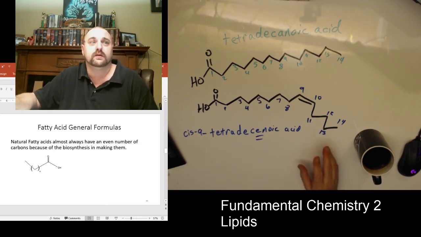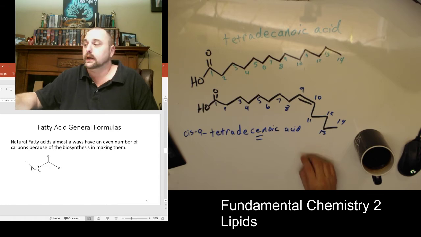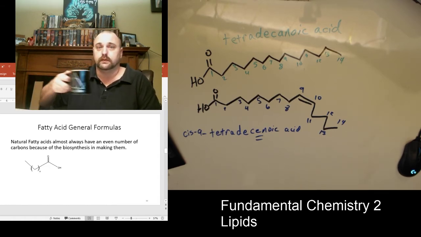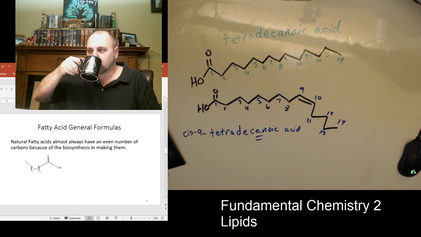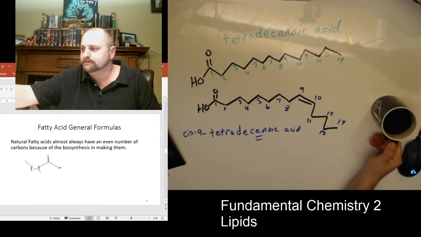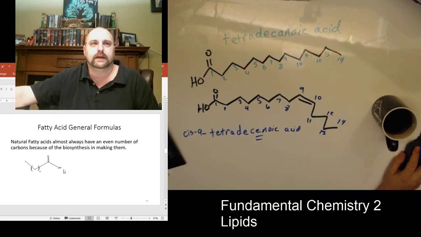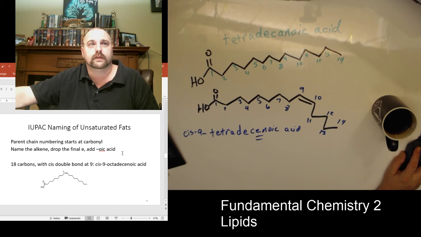They're almost always going to be an even number of carbons, and that has to do with the chemistry and the biology that's going on. When this is made in nature, it's almost always an even number, and it is always going to be cis. All right, so name the alkene, drop the E.